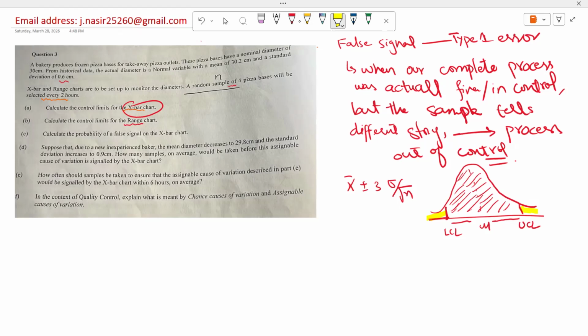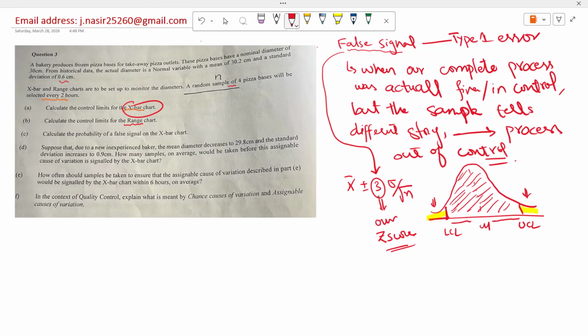So we need to find the probability of this area. The probability of this area would be beyond three standard deviations away. This is our z score. We don't have to find the z score for the C part. Whenever you're calculating the probability of the false signal, the z score is given to you, which is 3. But you would consider this z score on both sides of the mean, to the left of it and to the right of it.